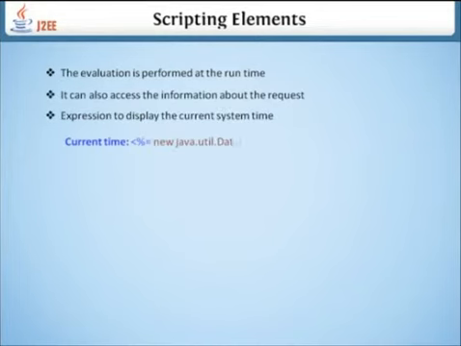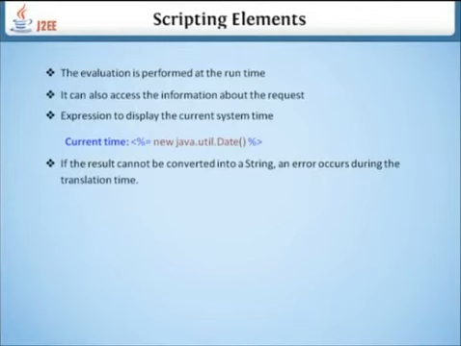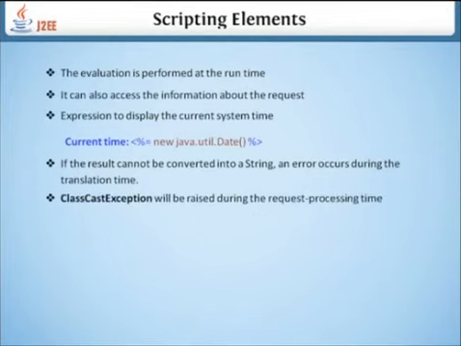An expression to display the current system time looks like this: new java.util.Date. If the result cannot be converted into a string, an error occurs during translation time. A ClassCastException will be raised during request processing time.